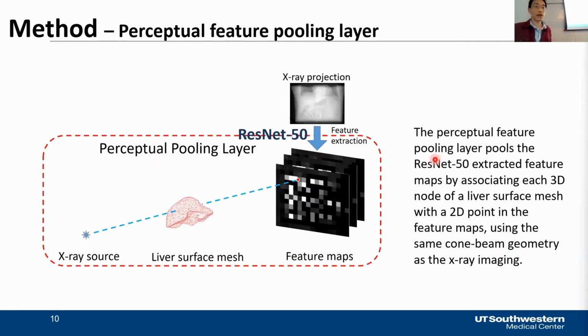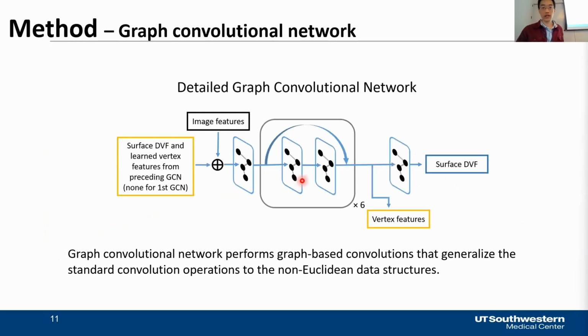These slides illustrate the basic idea of the perceptual feature pooling layer, that will associate each 3D node of the liver surface with the 2D points in the feature map. Here we use the same cone-beam geometry of the X-ray imaging. We have the X-ray source and liver surface mesh in the onboard position. However, the X-ray projection is replaced by the feature map extracted by the ResNet-50. Then the 3D nodes of the liver surface are projected on this feature map, and the corresponding features associated with each node of the liver surface are pooled based on the projected 2D points. Then this pooled feature will be fed to the graph convolutional network for the DVF prediction.